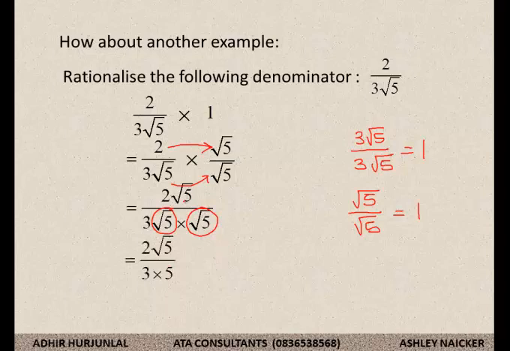It's 2 root 5 divided by 3 times root 5 times root 5, which is equal to 5. And 3 times 5 is 15. And this is your final answer. Before leaving off your answers, please ensure that this fraction cannot be simplified any further. In this case, it cannot. Have a look at this example. Quite a simple example, but again, let's progress to something else.